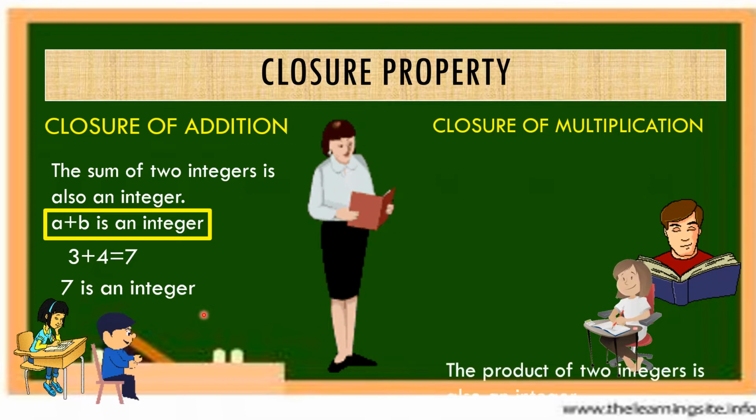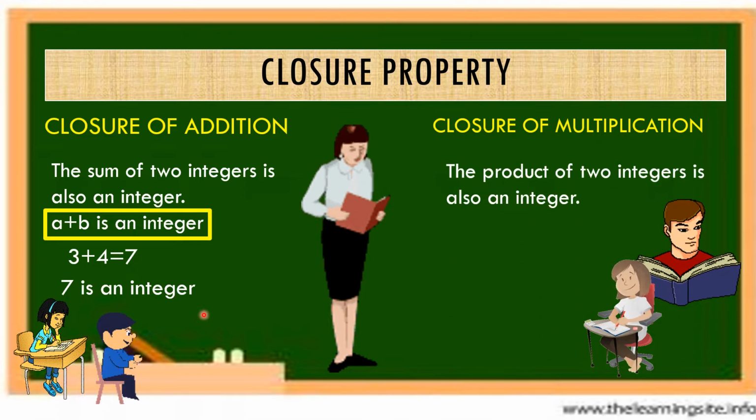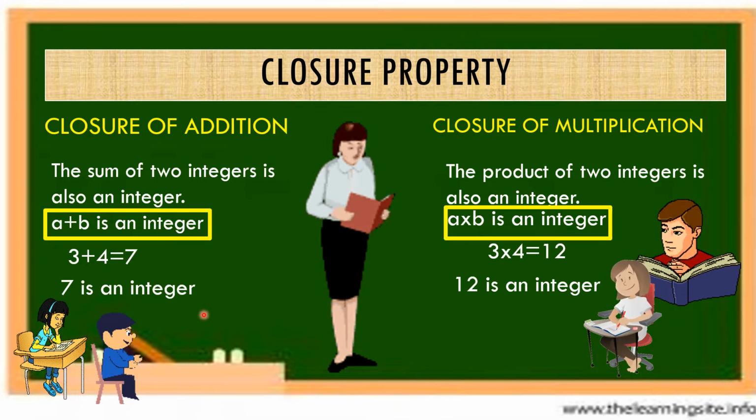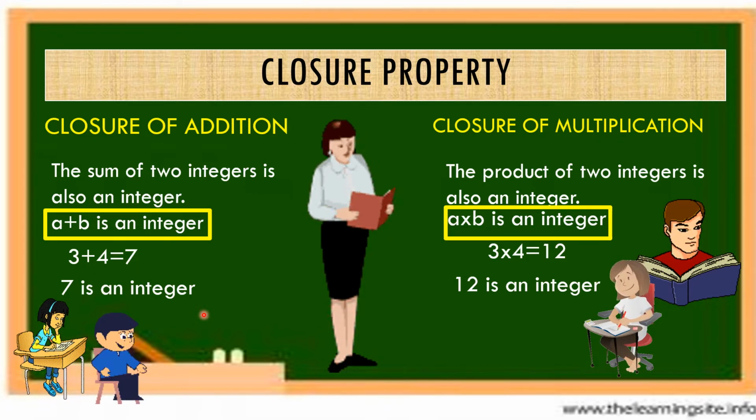Closure of multiplication. The product of two integers is also an integer. So, ang ibig sabihin nito, kapag tayo ay nag-multiply ng dalawang integer, A times B is an integer. So, 3 times 4, ang 3 at saka 4 ay integer. Ang sagot natin na 12 ay integer. So, the product of two integers is also an integer. So, the product of 3 and 4 is 12, and 12 is an integer.